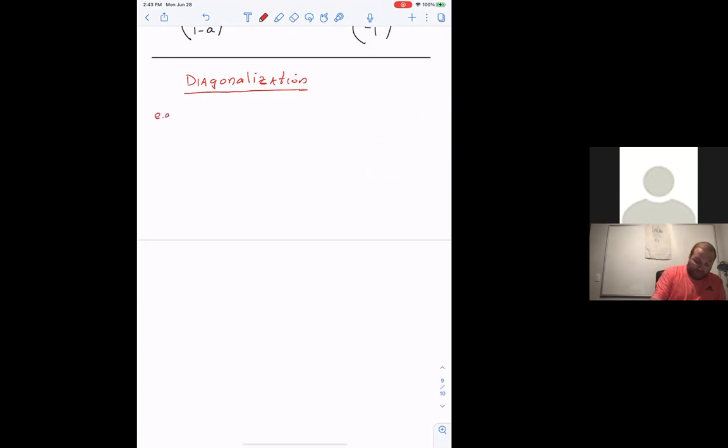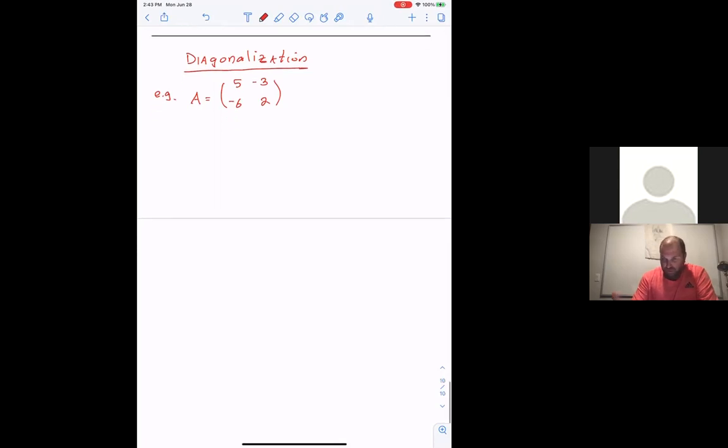As an example, we're going to use the matrix A equals 5, negative 3, negative 6, 2, and we want to diagonalize this matrix. How do we do it? It's not a one-line process. This just takes a few lines of work. The start is the same as for everything else in this section. Let's find the eigenvalues and then use them to find the eigenvectors.